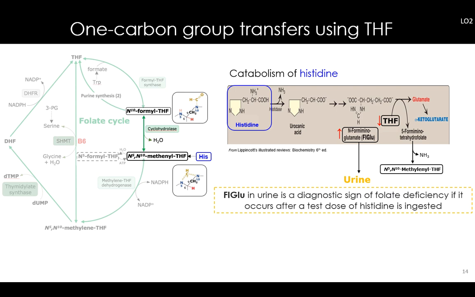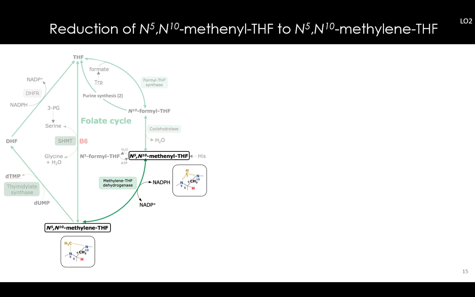Importantly, when there is insufficient tetrahydrofolate available, excess N-formiminoglutamate, or FIGLU, is excreted in the urine, and this is a diagnostic sign of folate deficiency if it occurs after a test dose of histidine is ingested. N5,N10-methenyl-THF is subsequently reduced in an NADPH-dependent reaction to form N5,N10-methylene-THF.